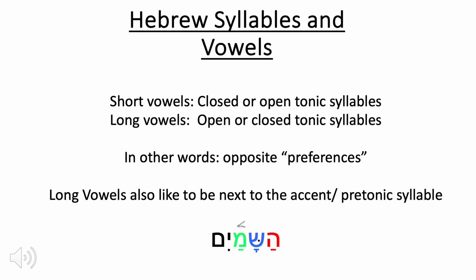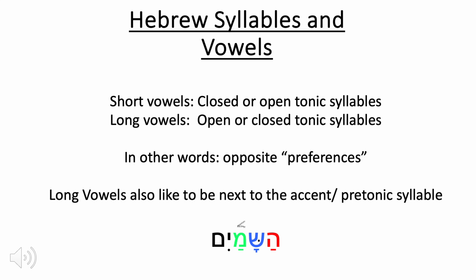For now, you just simply need to know that that little caret symbol indicates that this is the tone syllable, and as the tone syllable, it is allowed to keep its short vowel underneath the mem. Long vowels like to be next to the accent, next to the tonic syllable in the pre-tonic place. So shin has a kametz underneath it, which is a long vowel. That long vowel enjoys being next to the mem with the patak and the accent.